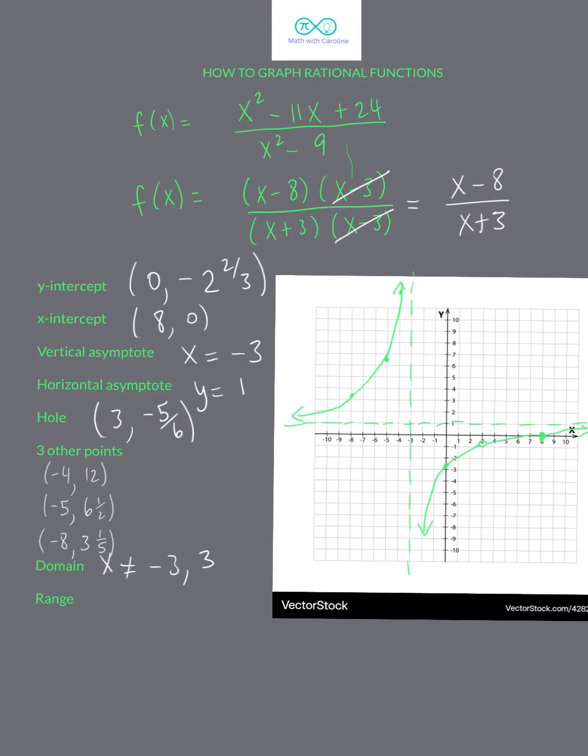Now the only thing left is to find the range. Now the range, there's certain y values that this function cannot equal in this case. It does not equal the y value of your hole. That is always an automatic restriction for your range. Y cannot equal -5/6. If you have a hole there, that means that y cannot equal that number. Now also in this case, since we're not crossing the horizontal asymptote, our y value will never equal 1. And so y can also not equal 1.